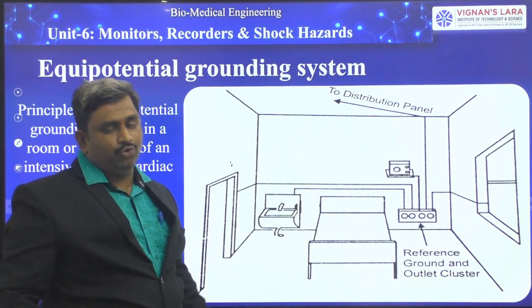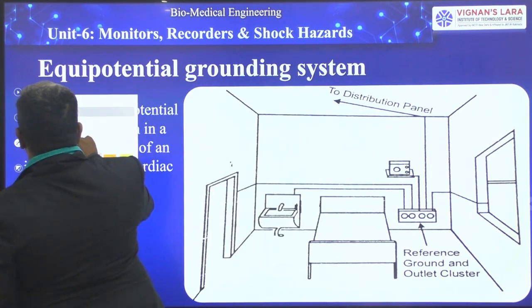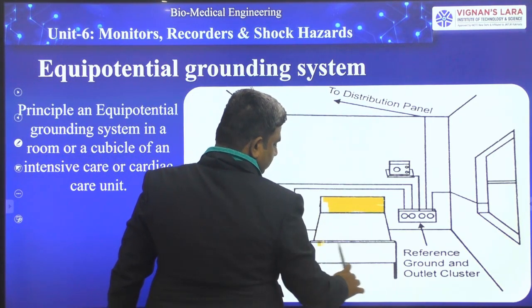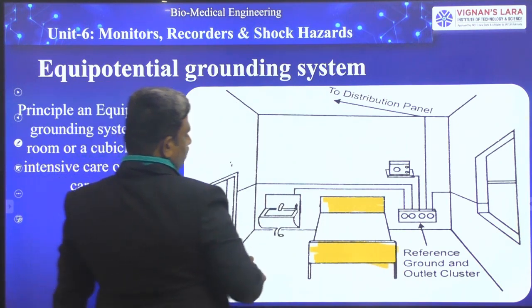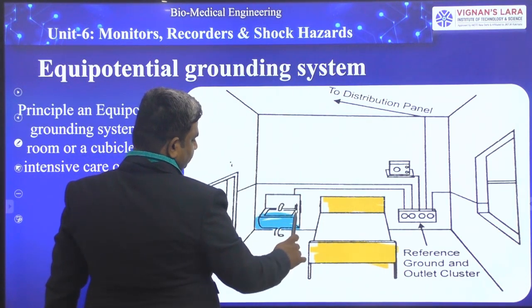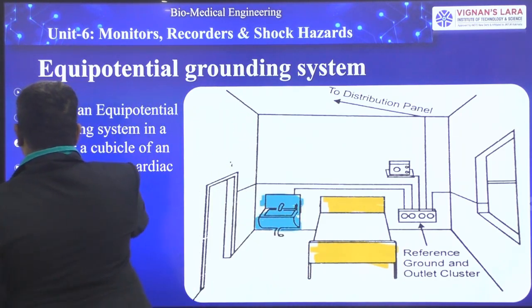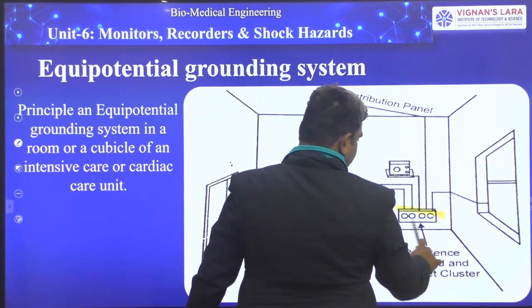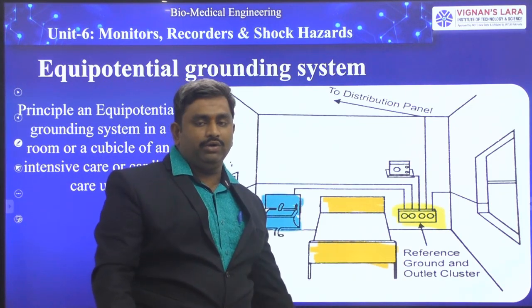For example, take a room in the ICU. Here is the bed. This is the patient bed. Next, this is the wash basin. Next, here we have a common reference ground and out cluster system.